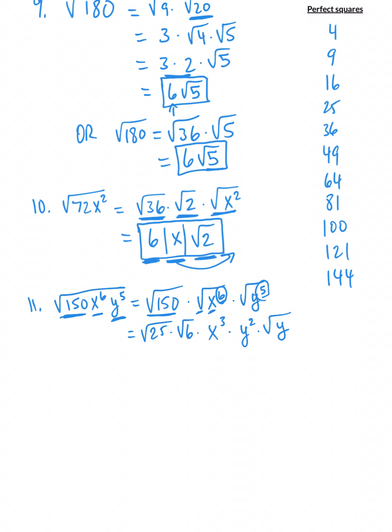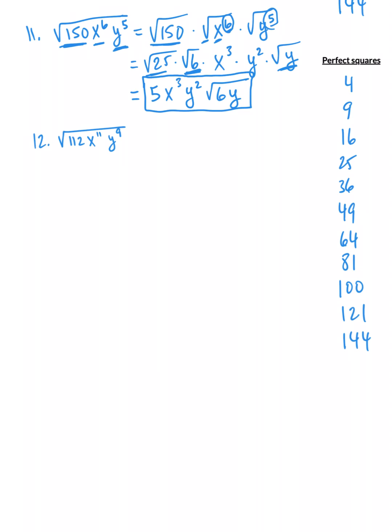So now let's combine everything. We know the square root of 25 is 5, and then we'll put our variables that are outside the square roots, x cubed and y squared, and then we'll leave everything that's still under the square root, the square root of 6 and the square root of y. We'll put those together. Properties of radicals allow us to do that, and this is our final simplified answer.